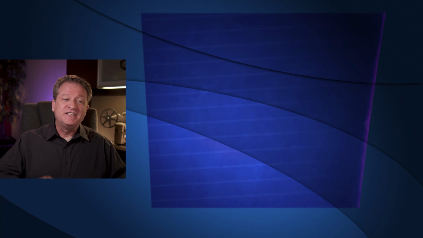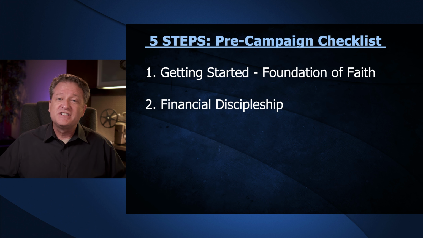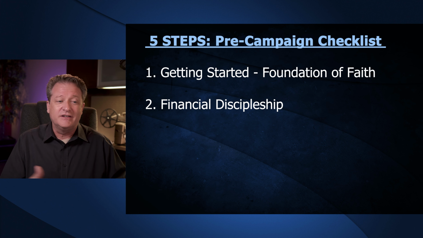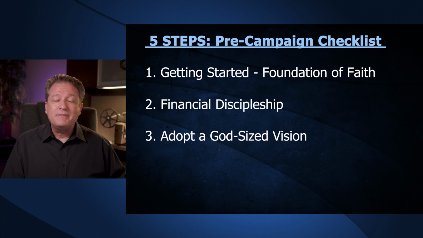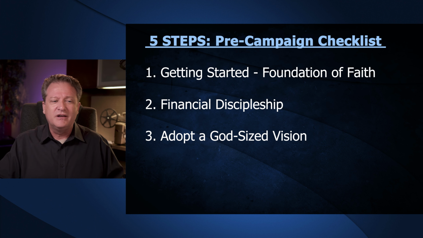There you go, 5 steps. Step 1, getting started, committing to a foundation of faith. Number 2, financial discipleship, talking about the difference between stewardship and generosity giving. Number 3, adopting a God-sized vision. It's got to be bigger than us. It's got to have room in there for God to do something big, right?